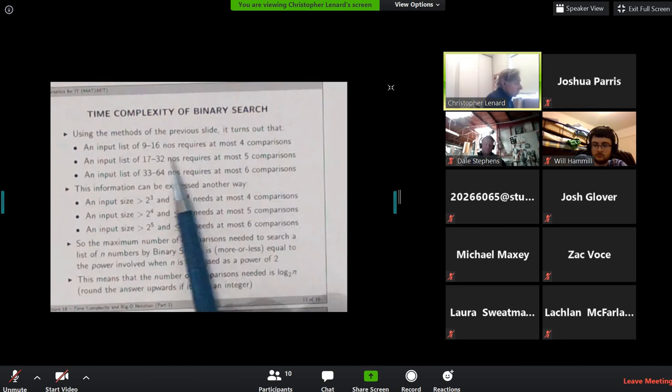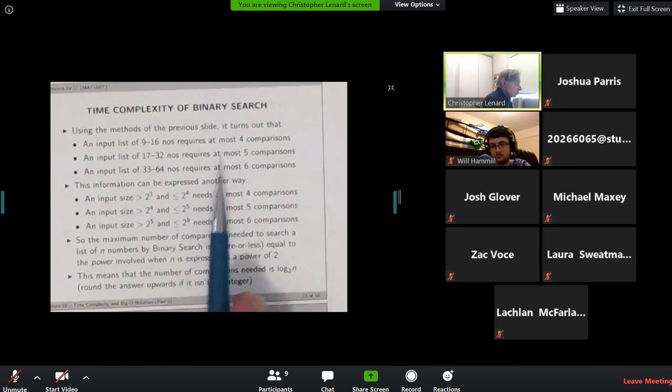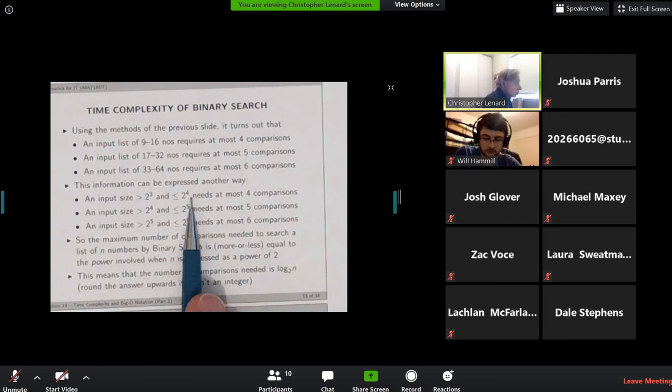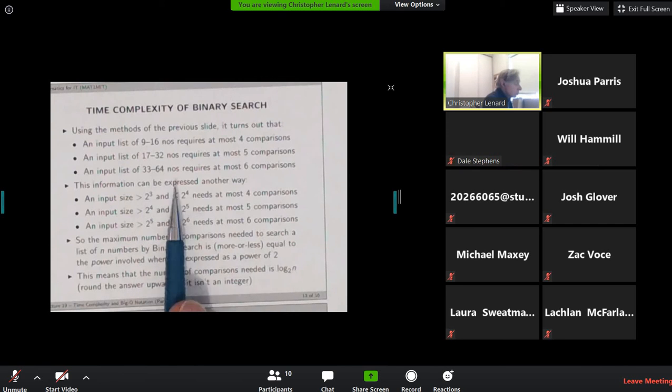So you can see there's a pattern here. These are basically powers of 2. So this is 2 to the power of 4. This is 2 to the power of 5. This is 2 to the power of 6. So basically, if your input is more than 2 to the 3 and less than 2 to the 4, what's the most you need? 4 comparisons. If your input is bigger than 2 to the 5, or bigger than 33, but not more than 2 to the 6 at 64, you only need 6 comparisons.